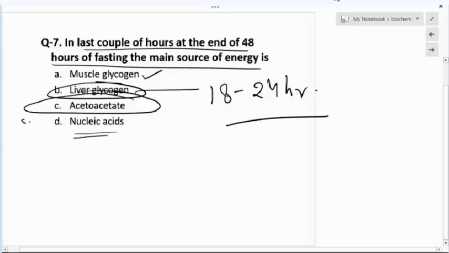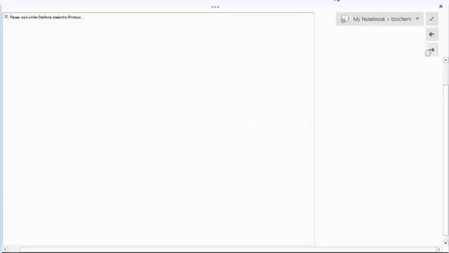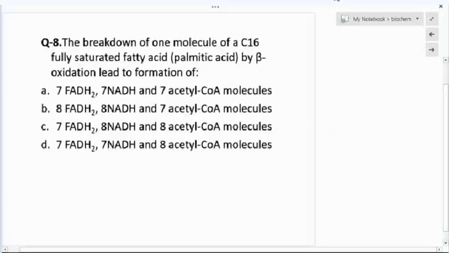So acetoacetate, that is ketone body, is the best answer here. And you should know that when the starvation begins, the ketone body does not appear in the plasma or in the urine immediately. Rather, it takes time, and you should know that at the end of 48 hours you can have the ketone body coming out in the blood and then in the urine.